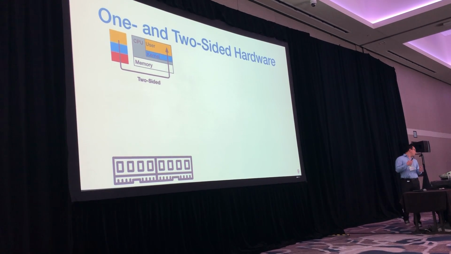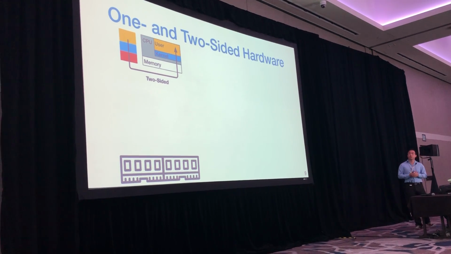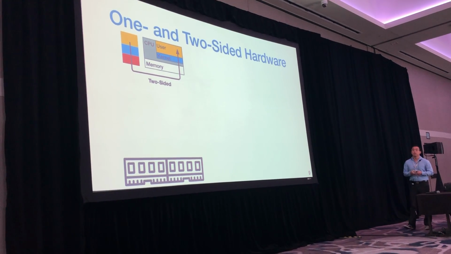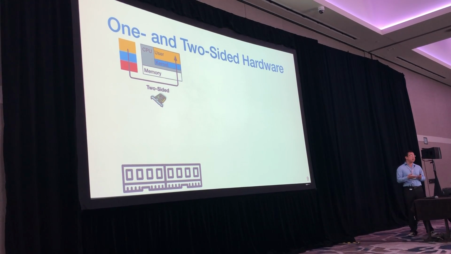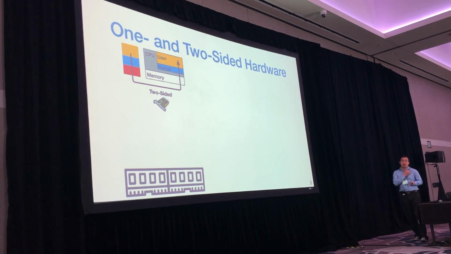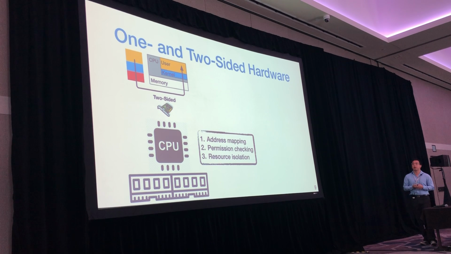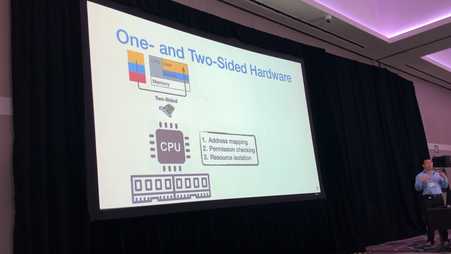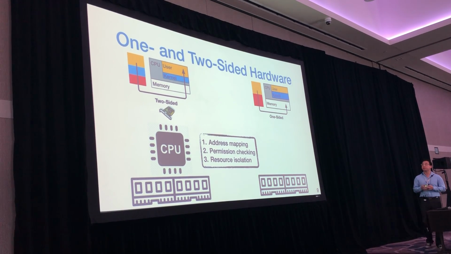So let me introduce the difference between one-sided communication and two-sided communication hardware. In two-sided communication hardware, a request will first pass into a regular NIC. Then the NIC will pass the request to the CPU. Then the processor, or CPU, will handle the address mapping, permission checking, and resource isolation, and access the memory.